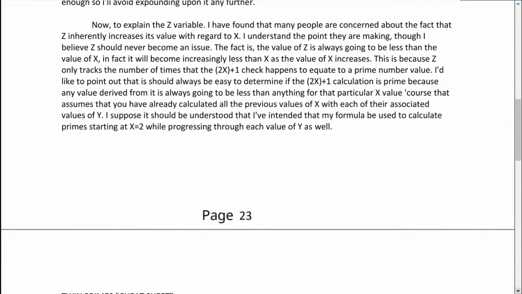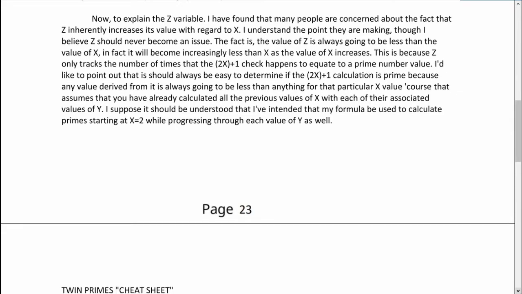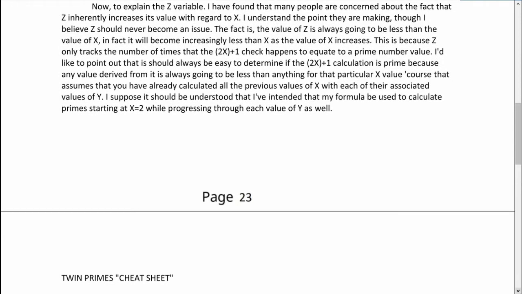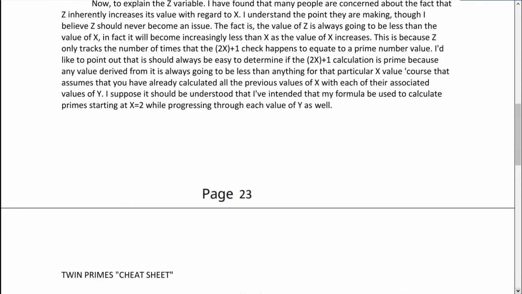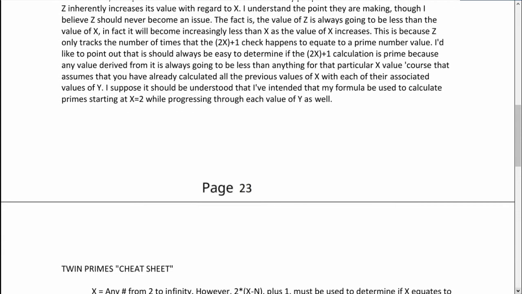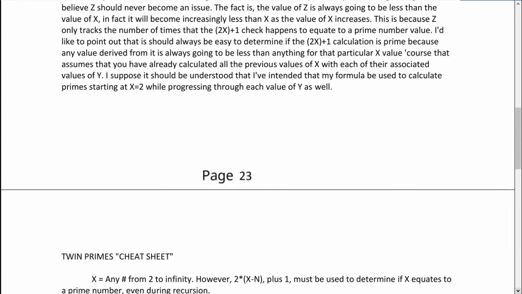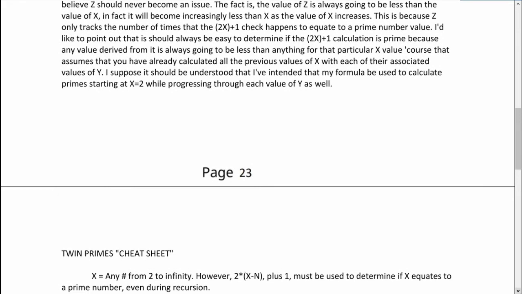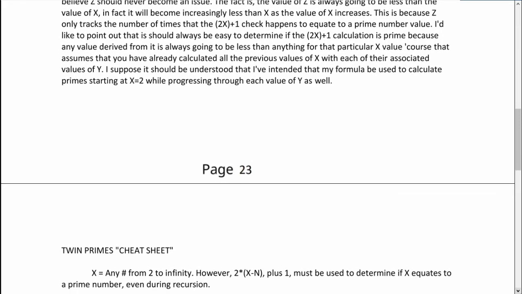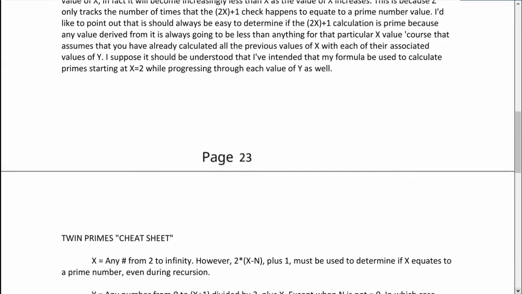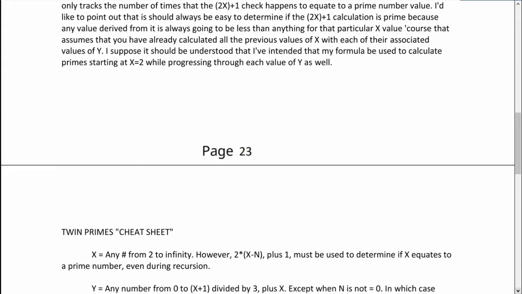I'd like to point out that this should always be easy to determine if the 2x plus 1 calculation is prime, because any value derived from it is always going to be less than anything for that particular x value. Of course, that assumes that you have already calculated all of the previous values of x with each of their associated values of y. I suppose it should be understood that I've intended that my formula be used to calculate primes starting at x equals 2 while progressing through each value of y as well.